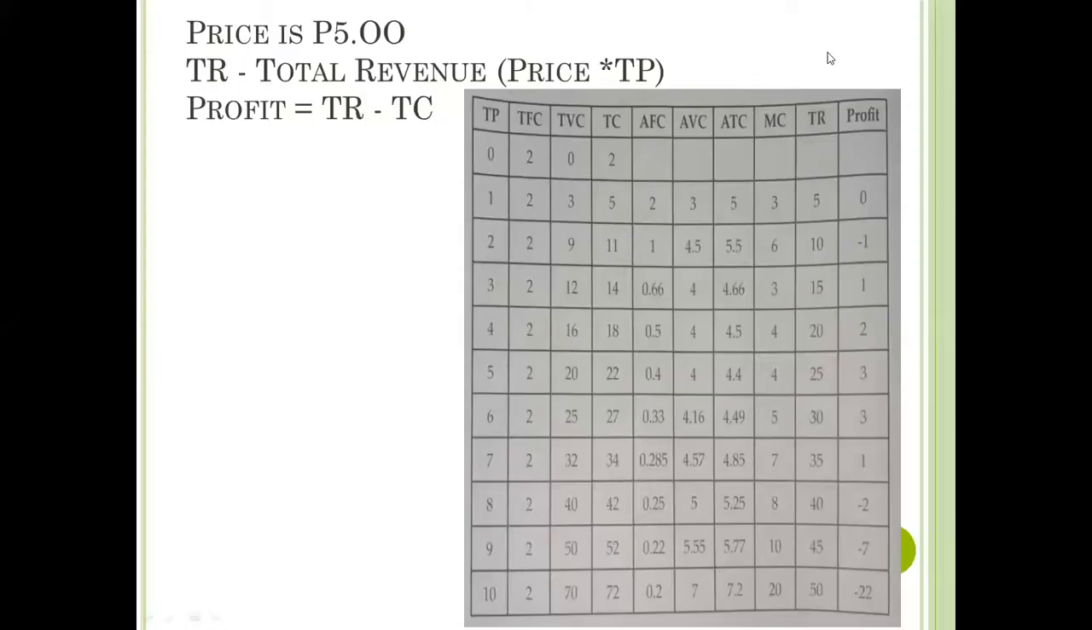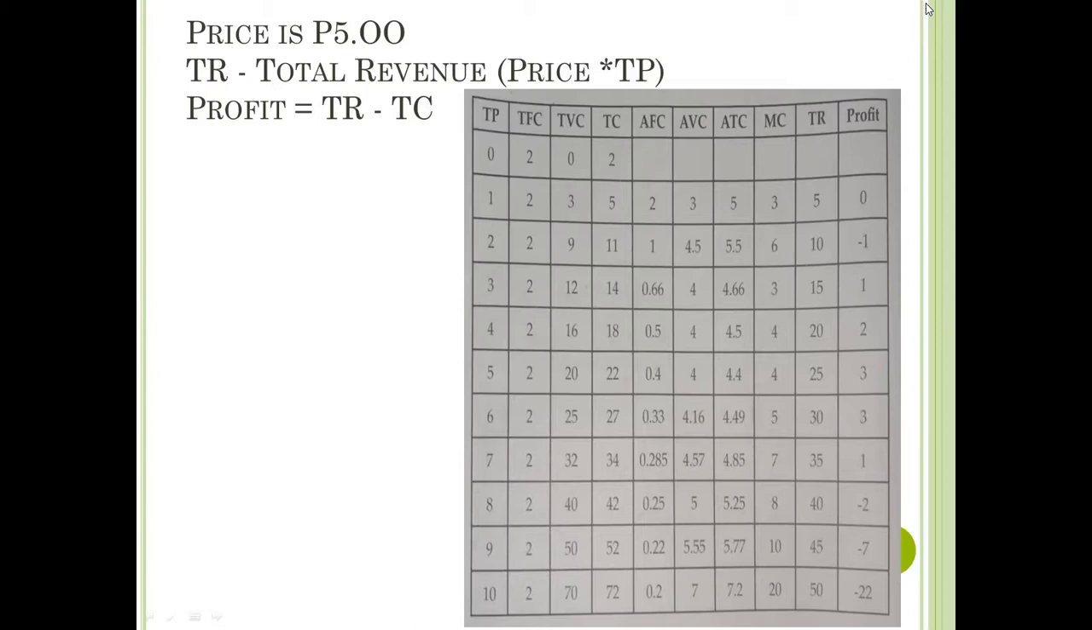So in order for us to find our profit, we just have to subtract total cost from our total revenue. Let's see, we have here total revenue in our second to the last column and our total cost. If we subtract 5 from 5, our profit is 0. So in order to find profit, again, total cost is to be subtracted from total revenue.